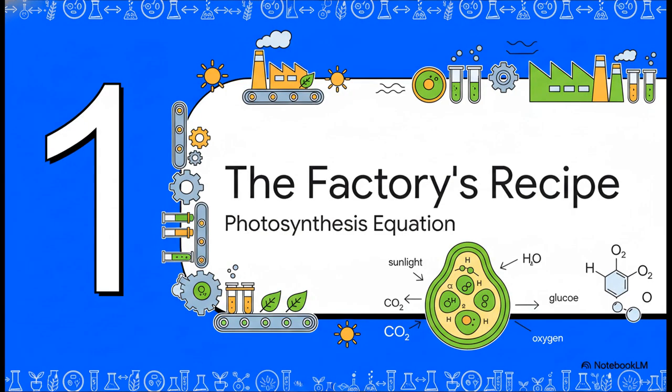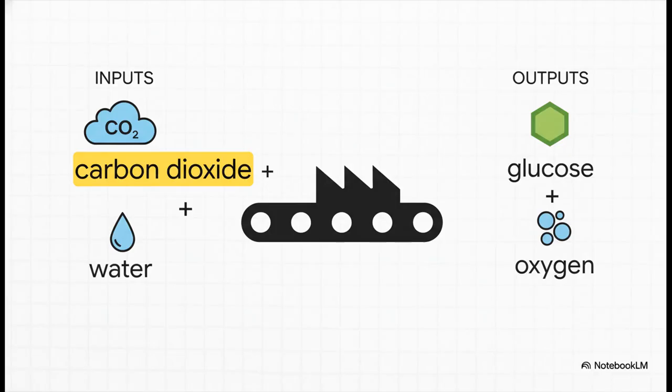Right. Every factory needs a recipe or a formula, and our plant factory is no different. And for your exam, knowing this recipe, the photosynthesis equation, is, believe me, completely non-negotiable. You've got to know it. Here it is, the word equation. It's as simple as it gets, but it's so important. On the left, you've got your inputs, the raw materials. And on the right, you've got your outputs, the final products. You absolutely must be able to write this from memory. Carbon dioxide plus water gives you glucose and oxygen.